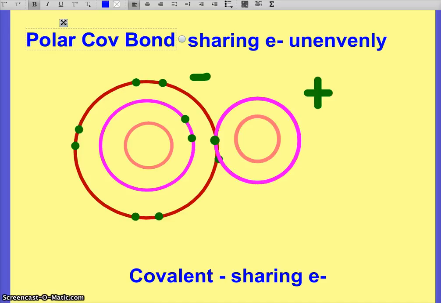Which atom is generally taking? Atom left or atom right is taking the electron or pulling harder? Why the left one? Because it has more electrons. They are sharing electrons, so who is pulling? The left one, because it became negatively charged.